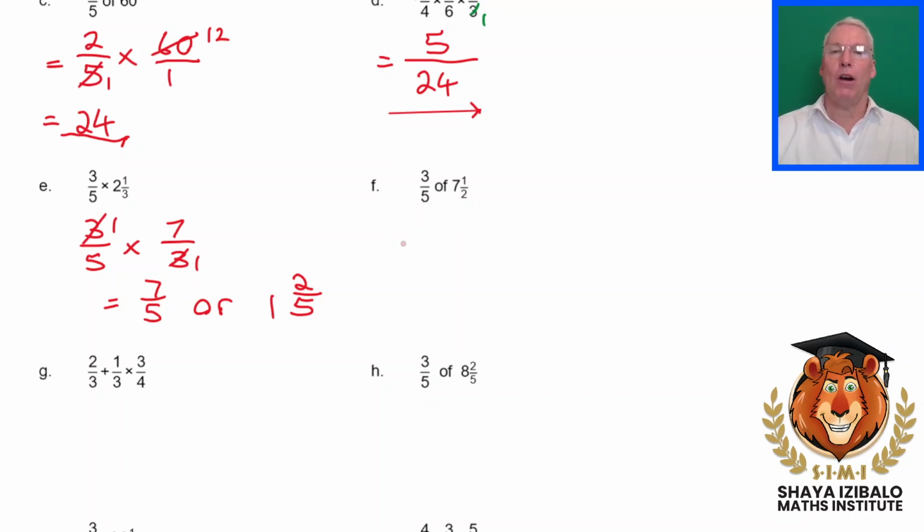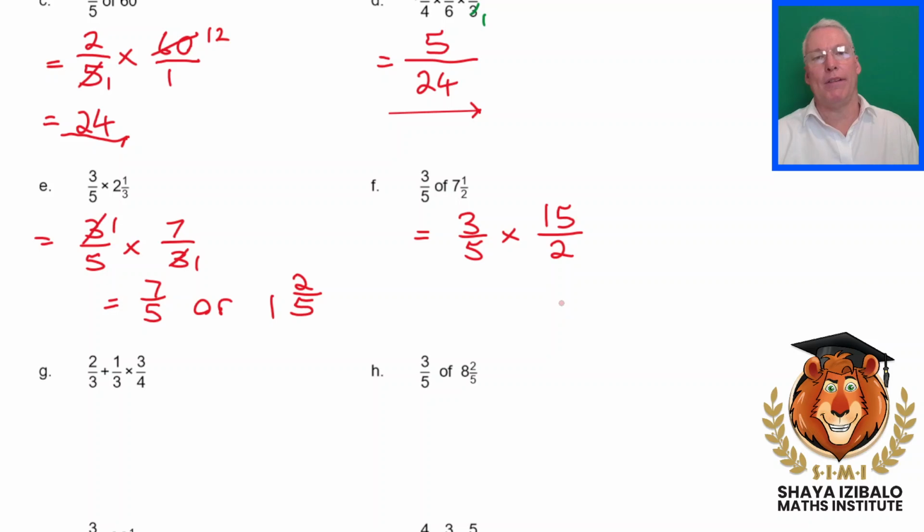3/5 of 7.5. So I left off my equal sign here. We're going to change the of to a times. We are also going to change the 7.5 to an improper fraction. 7 times 2, 14 plus 1, 15 over 2. Now, we can multiply and then simplify.